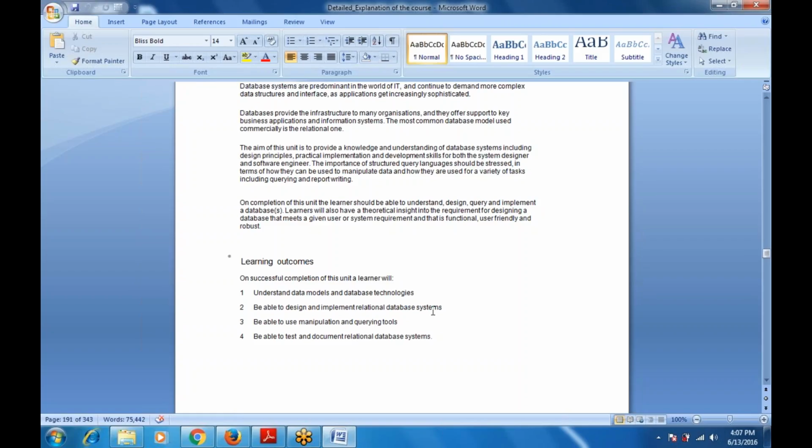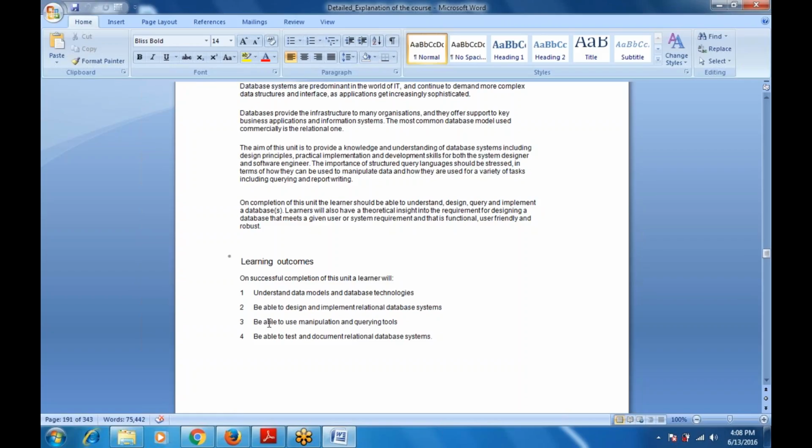Then the next one is to be able to design and implement the relational database system. That means learning outcome 2 focuses on the relational database system. What is the relational database system? How to use the relational database systems. Then the next one is to be able to manipulate and query using the tools, which is done by using SQL. Whenever we are going to manipulate and query the database, that will be done by using SQL, the structured query language.